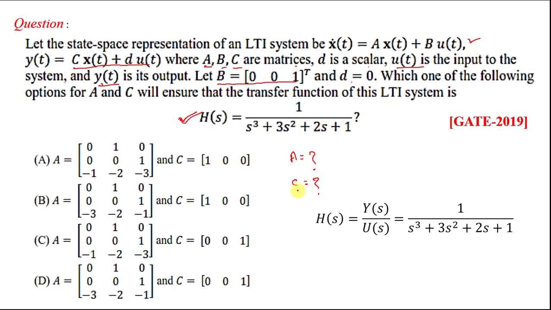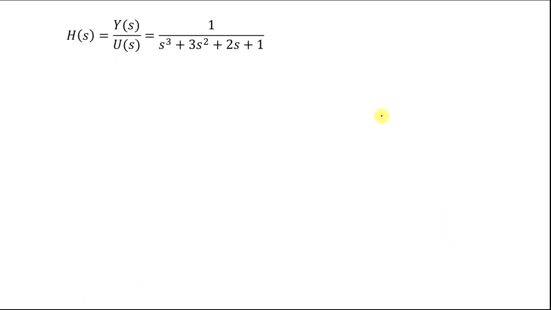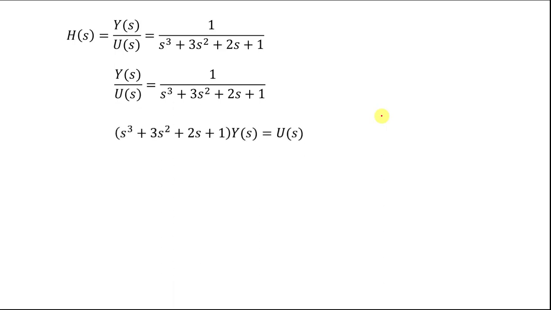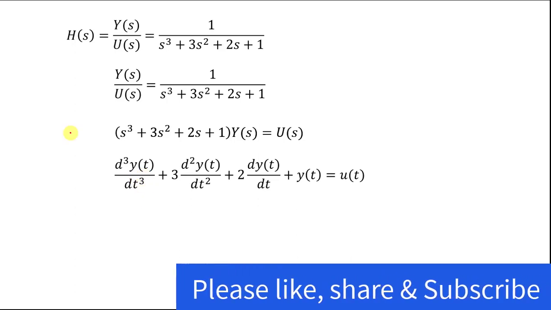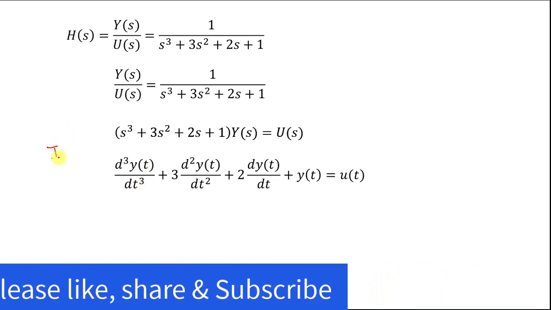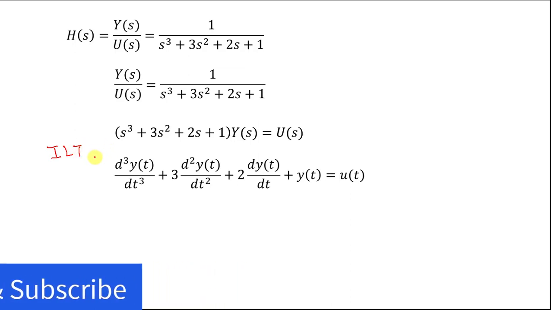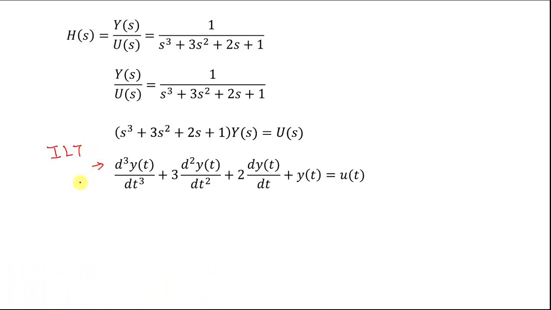Here the transfer function, output divided by input, equals s cube plus 3s square plus 2s plus 1, as given here. So simply this is your transfer function. Rewrite it by simple cross multiplication, so you will get this value. Then we will take the inverse Laplace transformation, and from here you will get this equation, which is a third order differential equation.